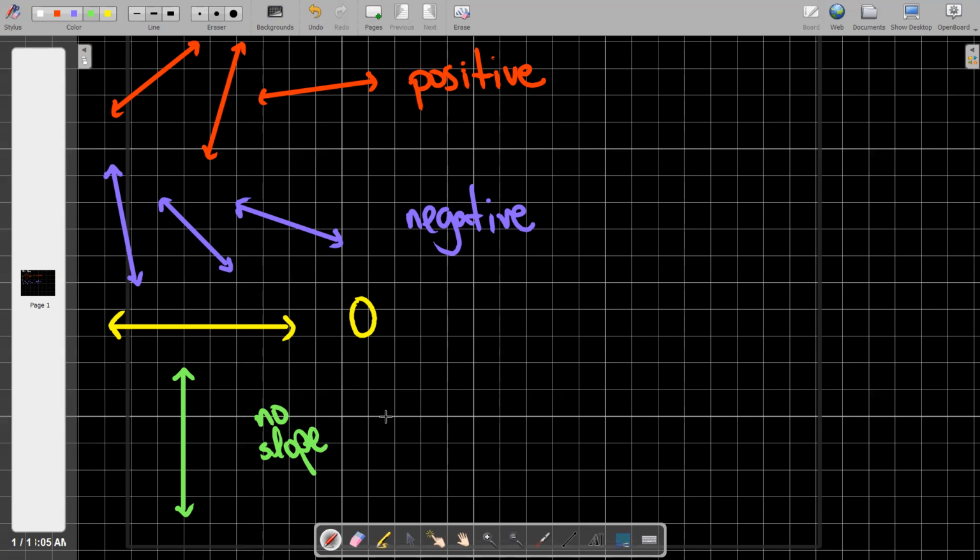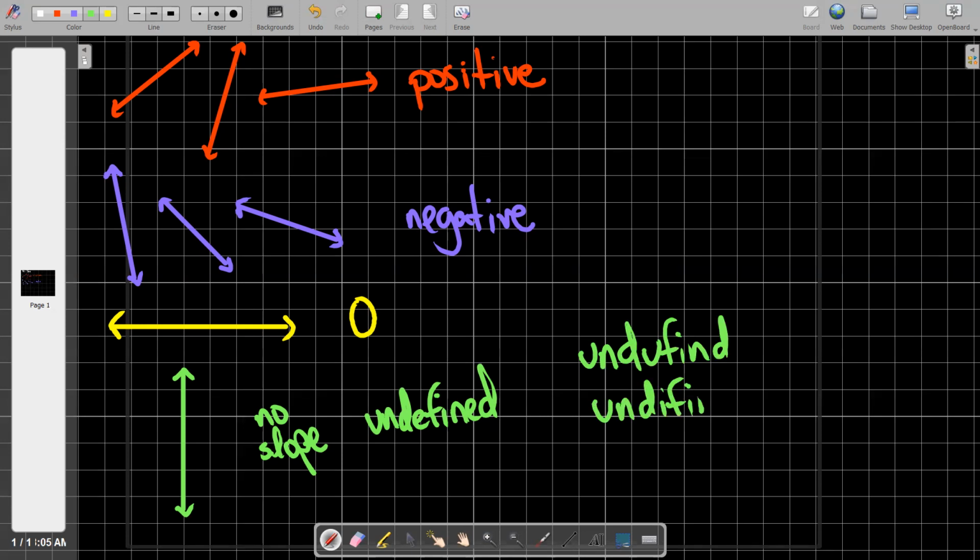You can also write undefined. My issue with undefined is I've seen people, and I'm sorry that I have to bring this up, spell it in all sorts of wrong ways. My take is that if you're willing to use the word undefined, it's a perfectly good alternative to no slope. It's what I usually say, but please take the time to spell it right.